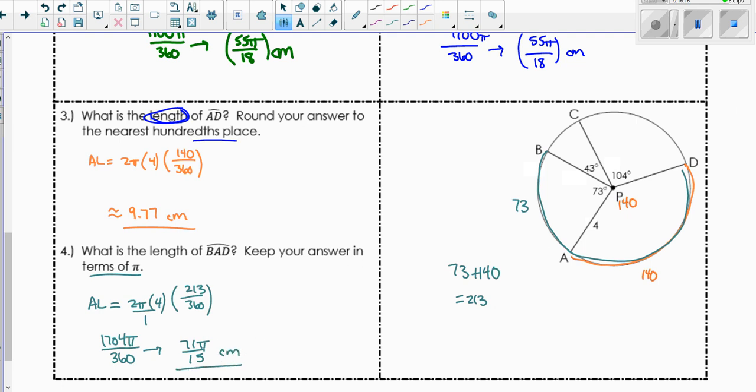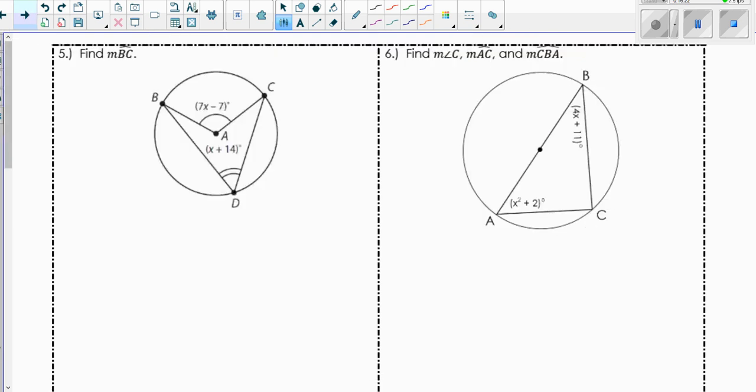And there we go. Alright, so that's a couple problems with arc length. That should be enough. Let's now start going back to central angles and inscribed angles and show you some more equations that you can do.